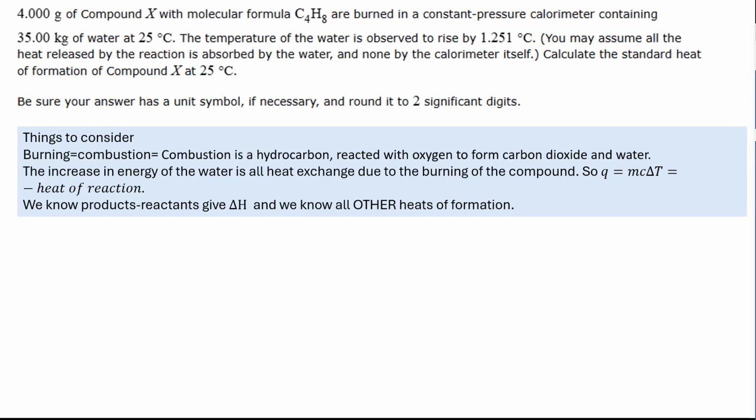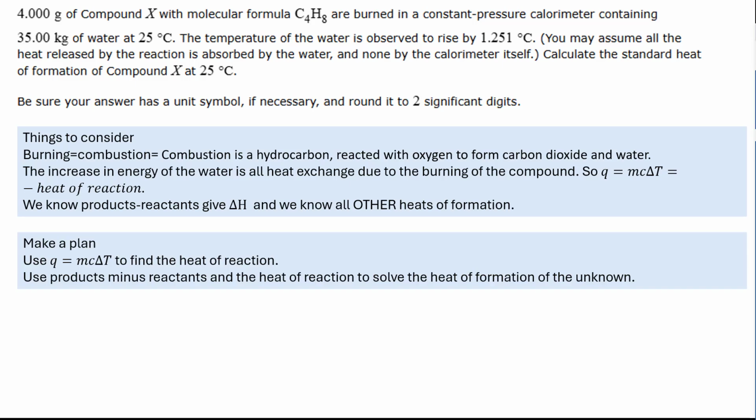So if we know how much the water changes, we can use Q equals mc delta T to find the heat of the reaction. Using this heat of the reaction, we can fill in every other delta H of formation that we have, leaving just the one that we don't know, and use all of those to solve for our answer. So our plan will be to use Q equals mc delta T to find the heat of reaction, and then use products minus reactants and the heat of reaction to solve for the formation of the unknown. So this is a good pause point, again, if you haven't made it past this, to start working on the problem. Come back and see how you did.